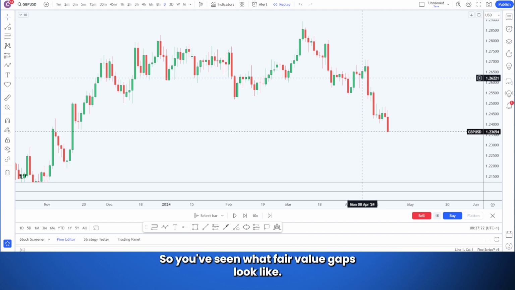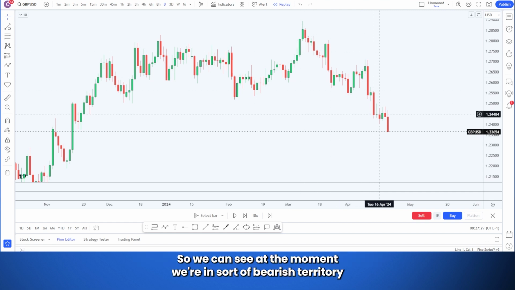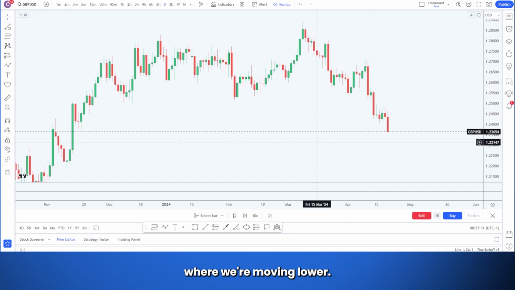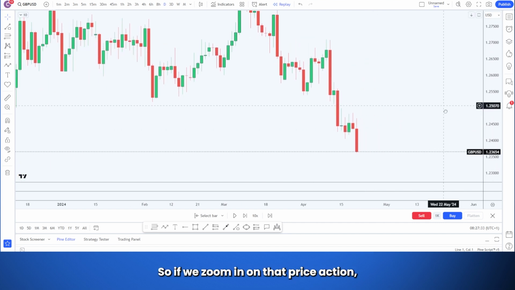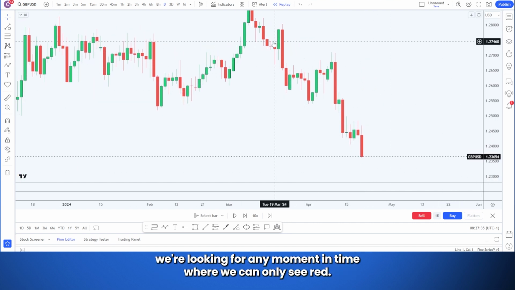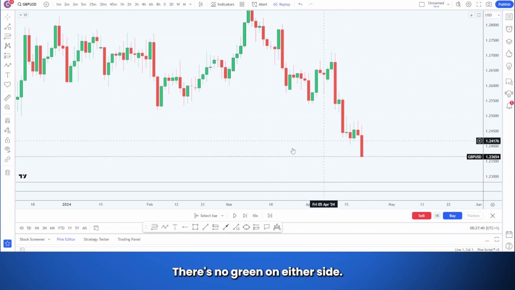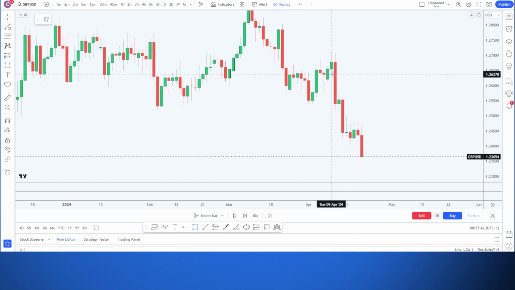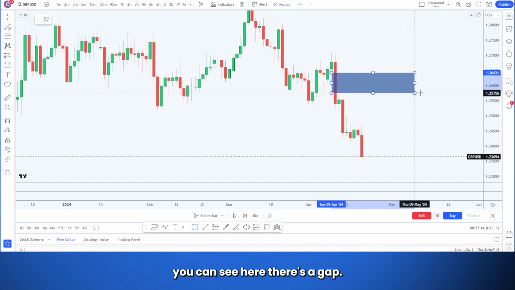So you've seen what fair value gaps look like. So remember, we're looking for an imbalance of buyers and sellers. So we can see at the moment we're in sort of bearish territory where we're moving lower. So if we zoom in on that price action, we're looking for any moment in time where we can only see red. There's no green on either side. So you can see here, there's a gap.